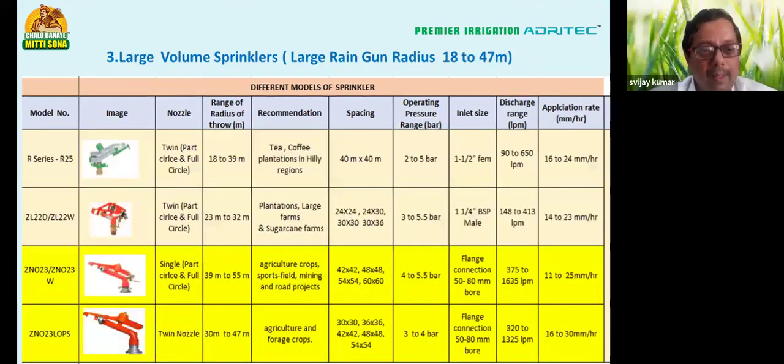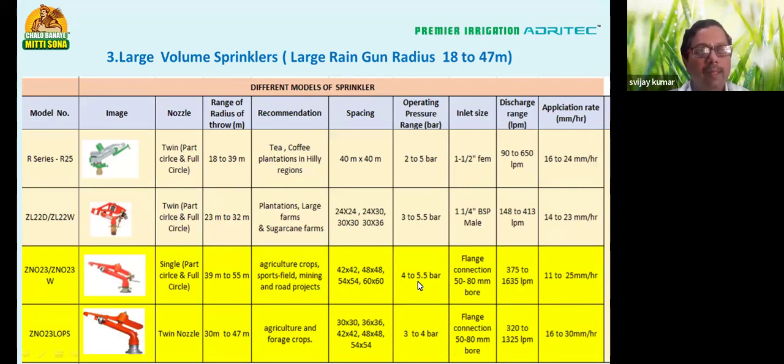Coming to the third category, that is the large volume sprinkler. Large volume sprinklers are really the big rain guns, which will have a radius right from 18 meters to 47 meters. So these are really huge sprinklers, and they require a high pressure, anywhere around 4 to 5 bar of pressure. As you can see, for example, if I take ZNO 23, it is around 4 to 5 bar. That is 4 kg to 5 kg per square centimeter, and it will cover a very large area. You wouldn't want the sprinkler to be inside the hockey field or the stadium, it needs to be outside. So it can be covered. Or you have a very large coffee estate and you want to cover the whole area quickly. Then you can go for these kinds of sprinklers.